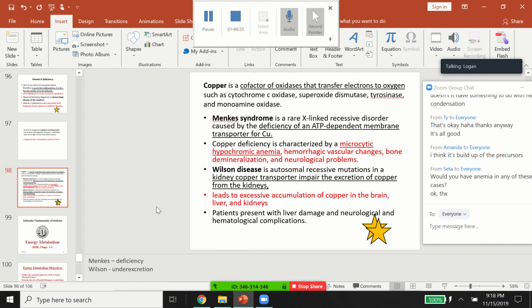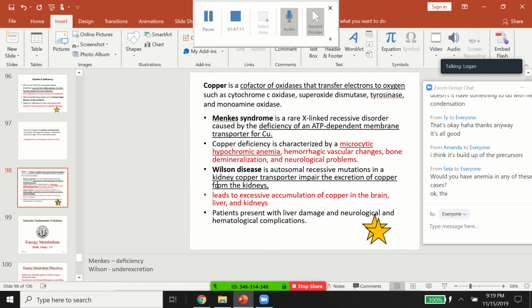So now on to this one. The things to know here are not really so much what copper is responsible for. That stuff's not important. The thing that's important is Menkes syndrome and Wilson disease. So what is Menkes? A deficiency of an ATP-dependent membrane transporter of copper. So know that's Menkes syndrome. Copper deficiency is characterized by microcytic hypochromic anemia and all these other things. Make sure you know that along with Menkes.